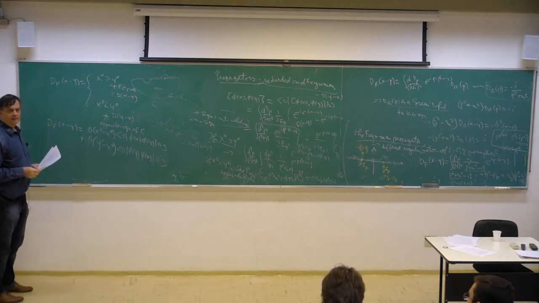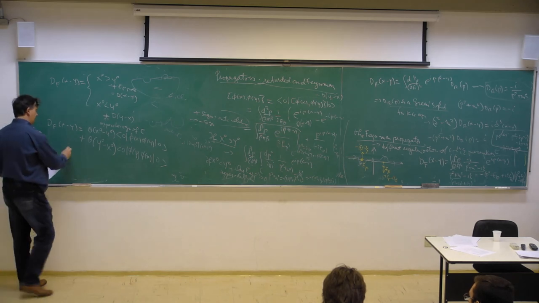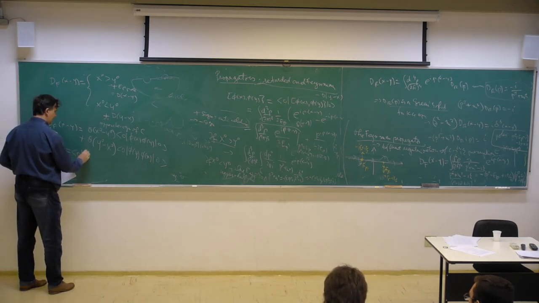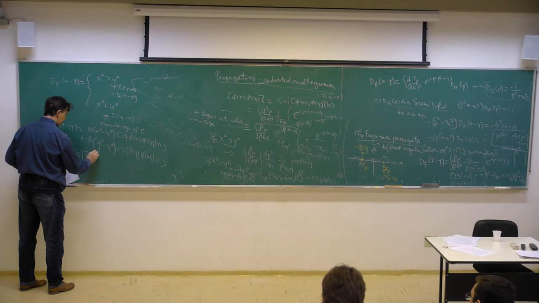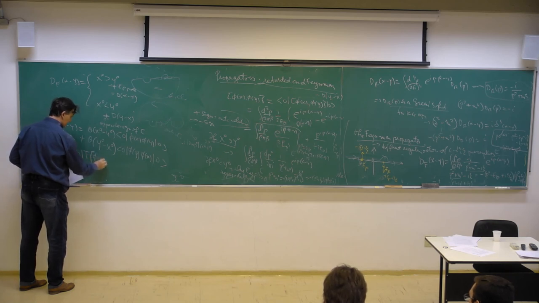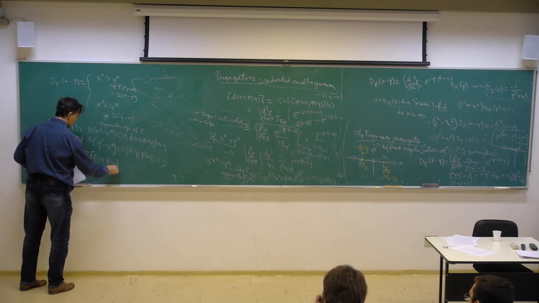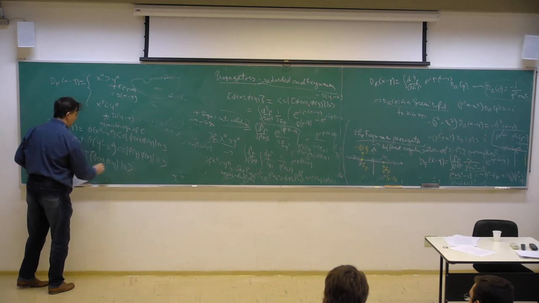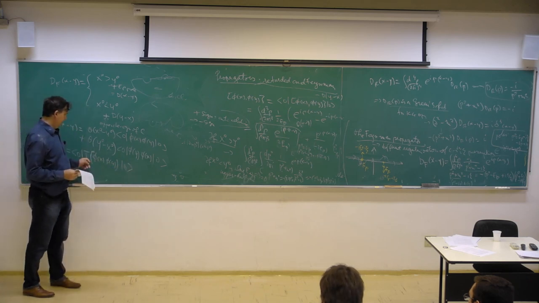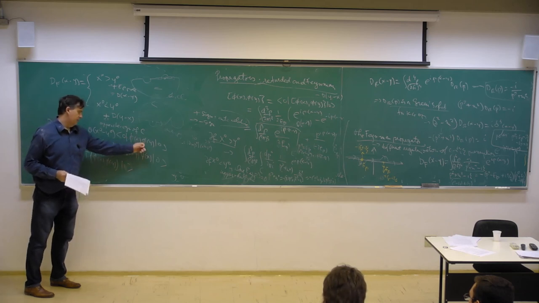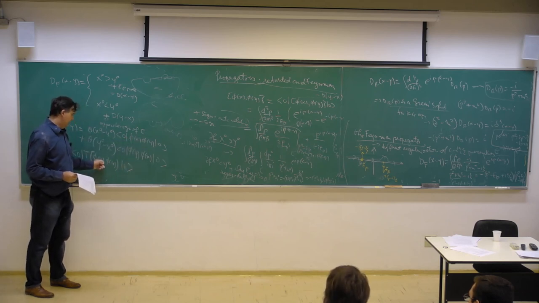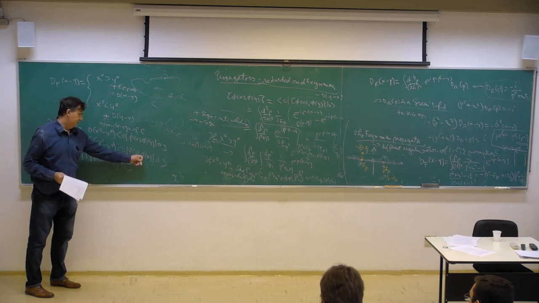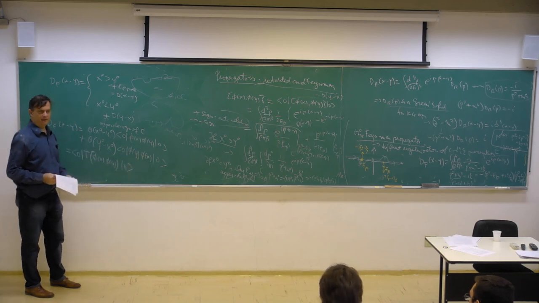And now you notice what this is. This is nothing but the time ordered product. If x naught is higher than y naught, I put them in this order. If x naught is lower than y naught, I put them in the opposite order, y first and then x. Okay?